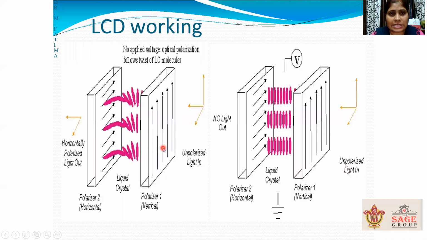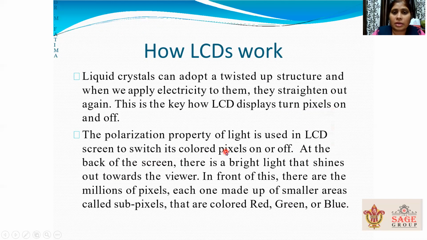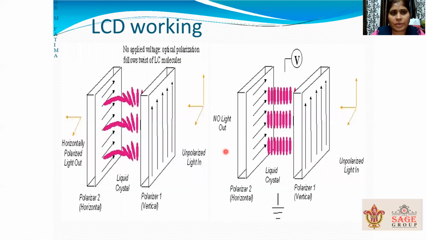So this is about the LCD, or liquid crystal display. Now you see this liquid crystal display. One polarizer is placed here and another polarizer is placed here. Both of the polarizers are perpendicular to each other. You can see the lines here. So one polarizer has these lines, and the other polarizer has these lines, which are perpendicular to these.